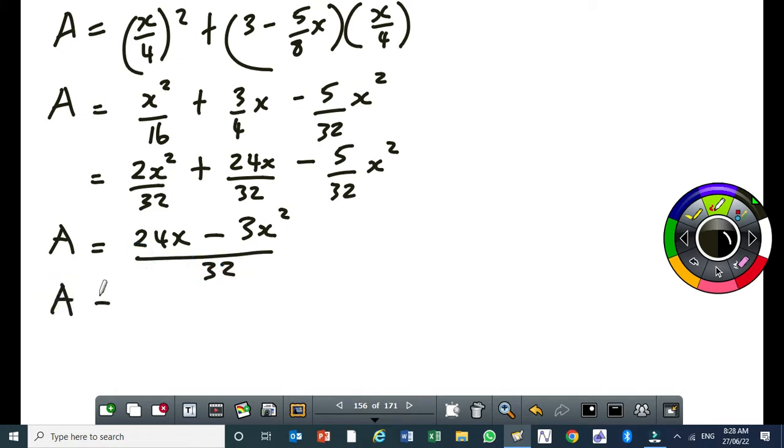But if I want to find the derivative, I have to write it separately under the same denominator. Right. So I have to write it separately under the same denominator.